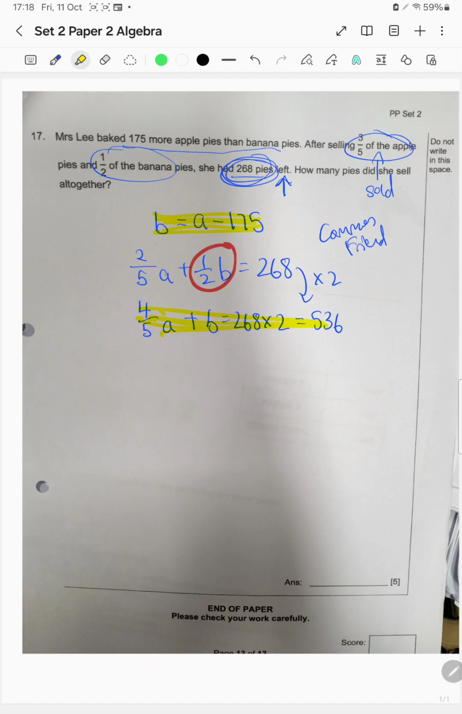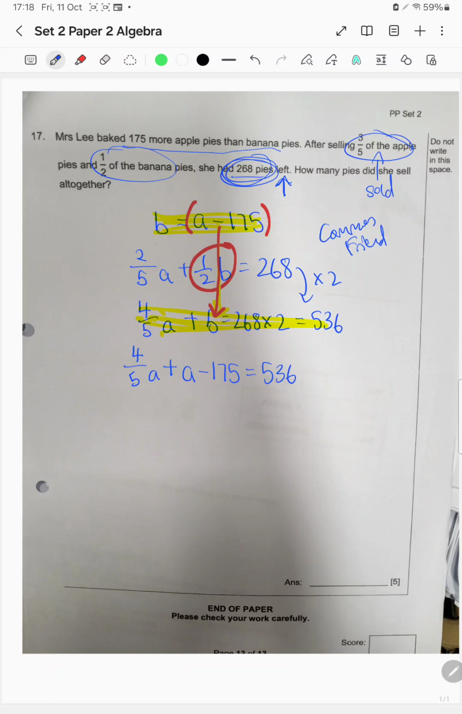Now I can insert this whole B into here. Maybe I change another color, okay. Insert this B into here. So instead of B, I'll be seeing A. So 4/5 A plus, instead of writing B, I will say plus A minus 175. That will give me 536, okay.